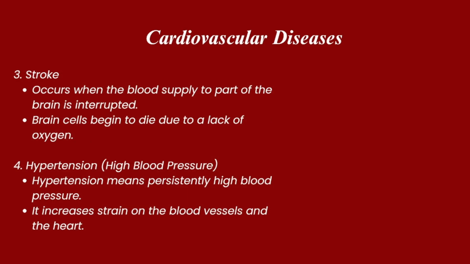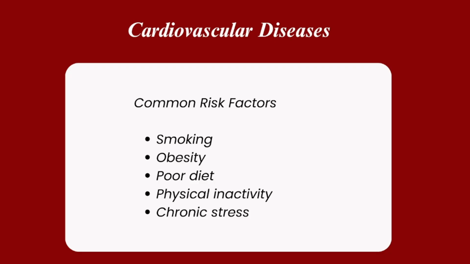Stroke occurs when blood supply to part of the brain is interrupted. Brain cells begin to die due to lack of oxygen. Hypertension. Hypertension means persistently high blood pressure. It increases strain on blood vessels and the heart. Common risk factors include smoking, obesity, poor diet, physical inactivity, and chronic stress.